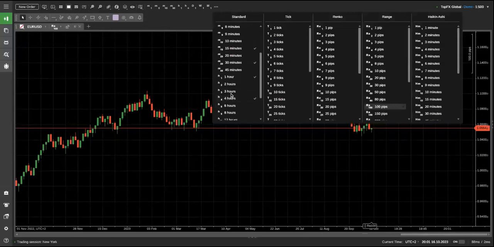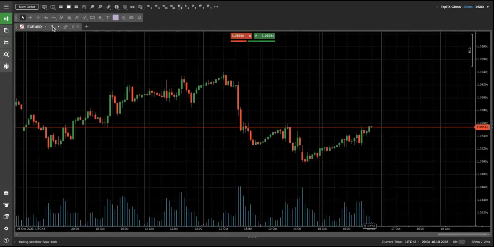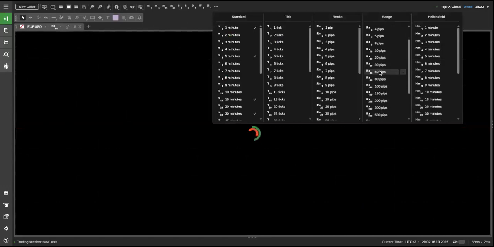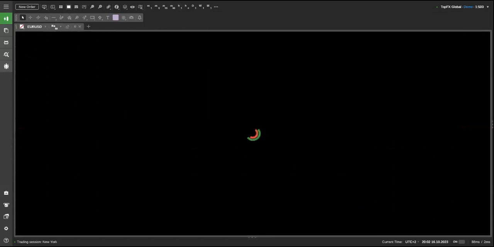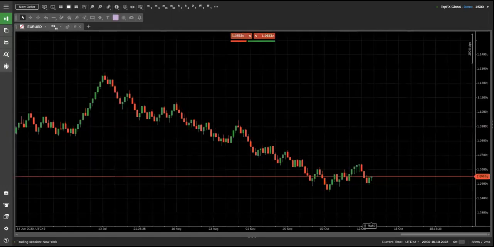Let's say we start with 1 hour standard candlesticks. This is the euro dollar 1 hour chart. Standard candlesticks are here. Let's now switch it to the range bar. You choose the range, and now you have to choose the number of pips. Let's choose 50 pips per bar. cTrader recalculates, and there you are. We have 50 pip range bars here.